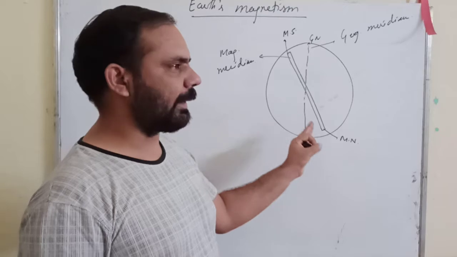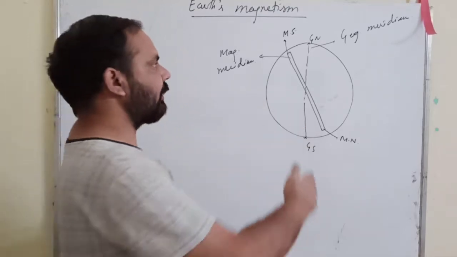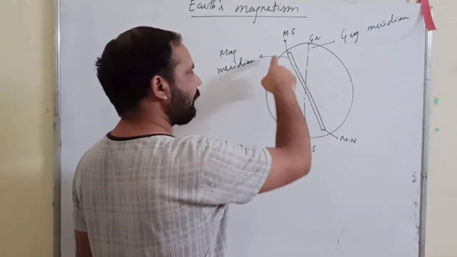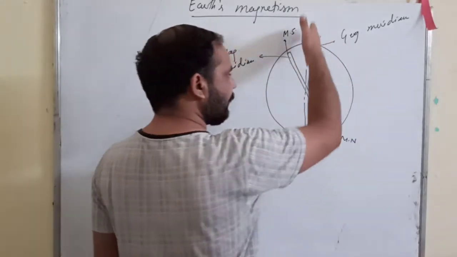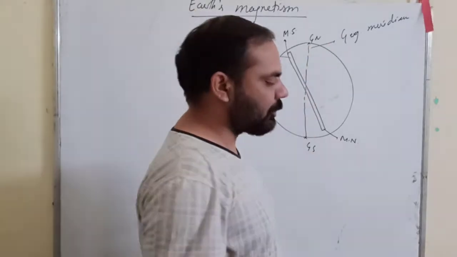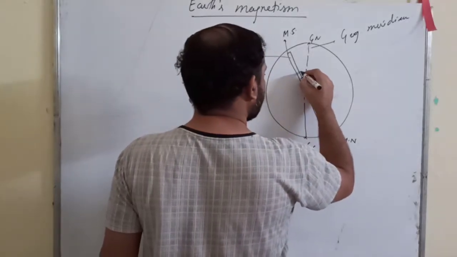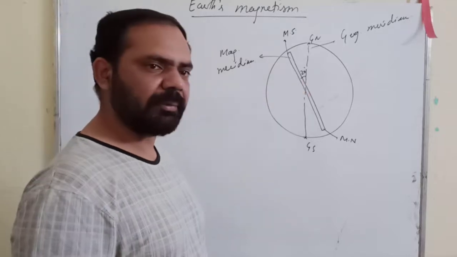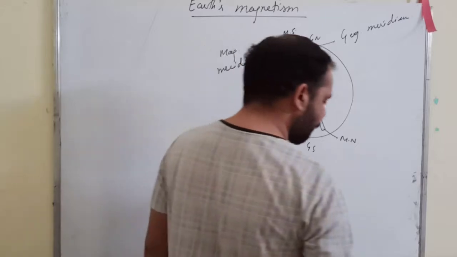They are not actually lines, they are planes. If you cut the Earth along the magnetic axis, along this magnet, then that plane cutting the Earth is the magnetic meridian, and the plane passing through the geographical poles will be called the geographical meridian. The angle between the two is approximately 20 degrees at the center of the Earth.